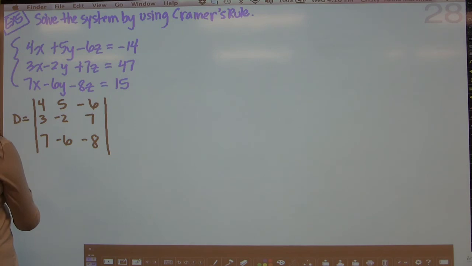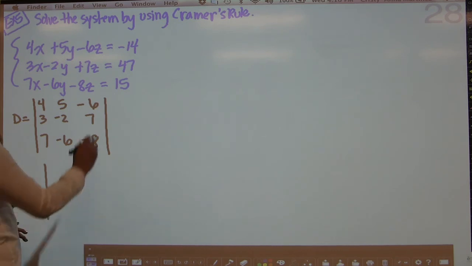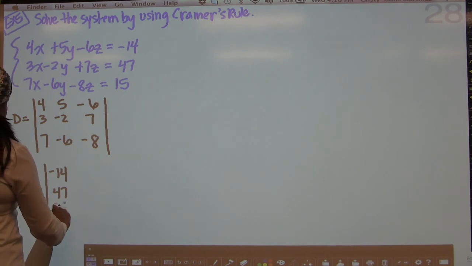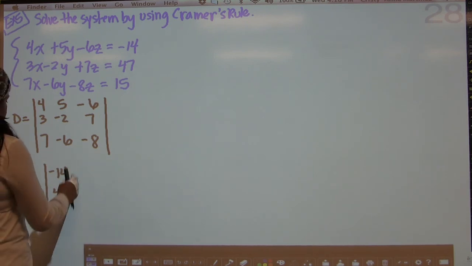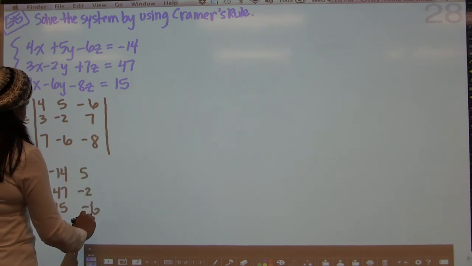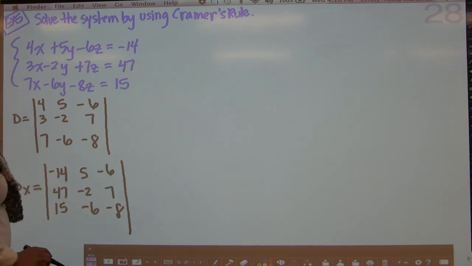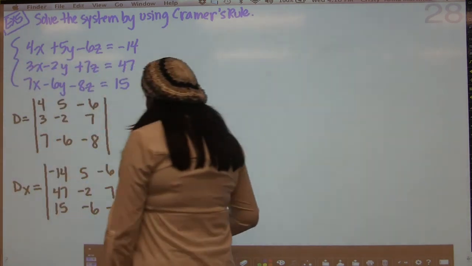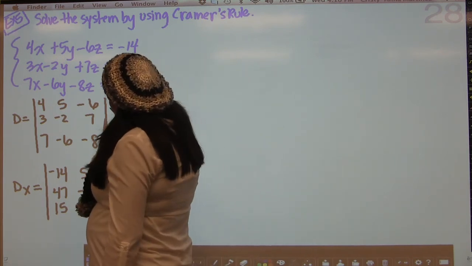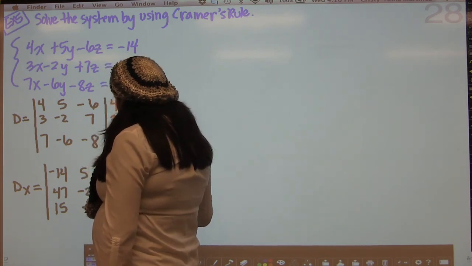Just making sure. And for your dx, we are going to replace the x column with the constants, which are negative 14, 47, and 15. And then everything else stays the same. The y and the z columns stay the same. So we're going to do 5, negative 2, negative 6, and negative 6, 7, negative 8, like that. And then, before I go on to the next ones, I need to make sure I have enough space. So I'm going to go ahead and do this determinant. We're going to, remember, rewrite the first 2 columns.